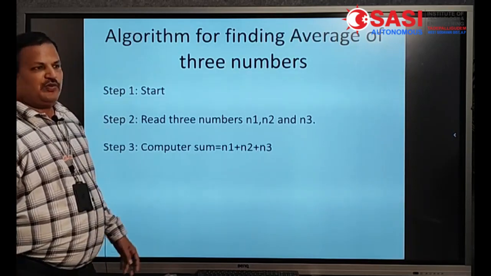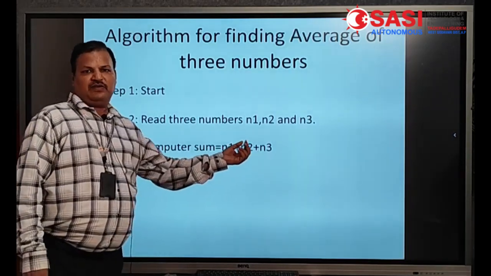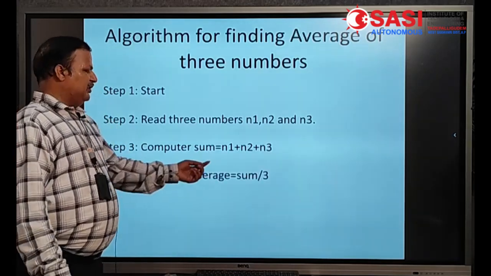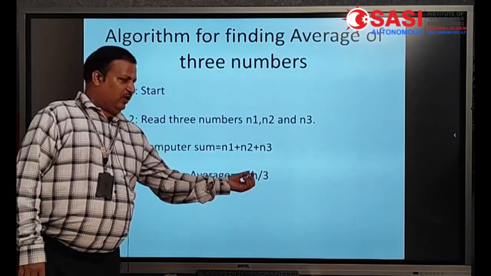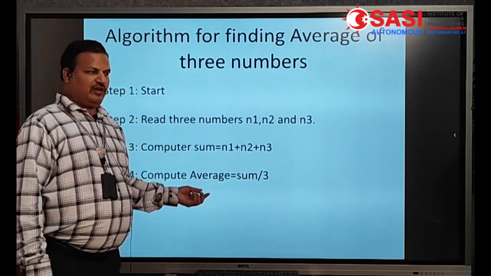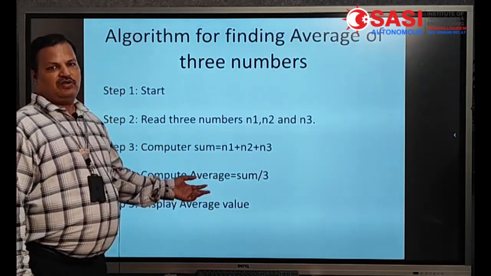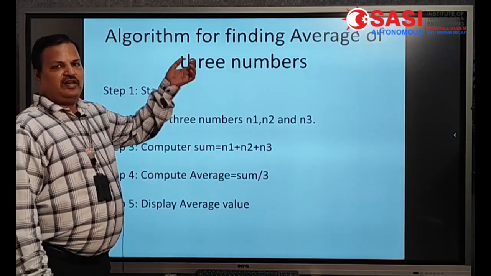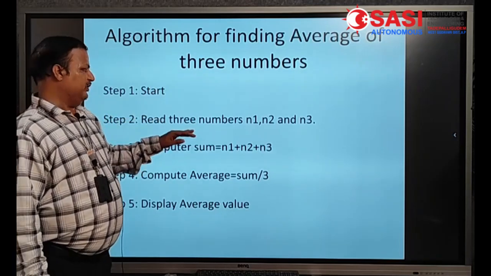Once we have the input from the user, we can add n1 plus n2 plus n3 and store the result in sum. If you want the average, what is the total count? 3. So we divide the sum by 3 and we get the final answer, the average. That average we can print to the user. So this is the step by step process. If you follow this procedure, we can take the average of 3 numbers.